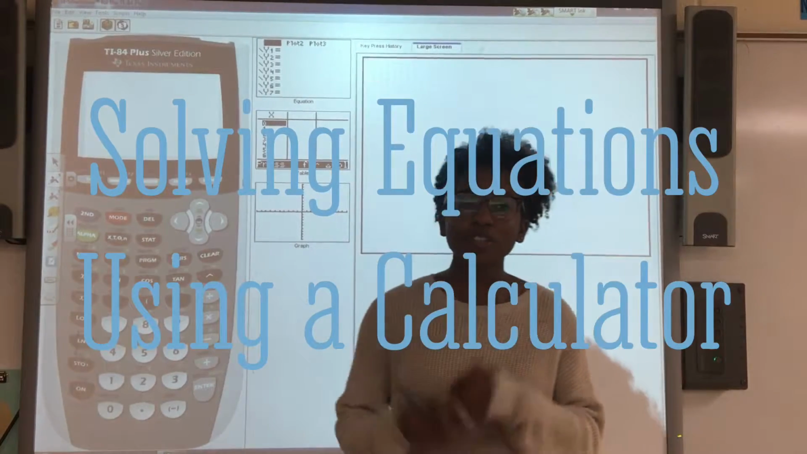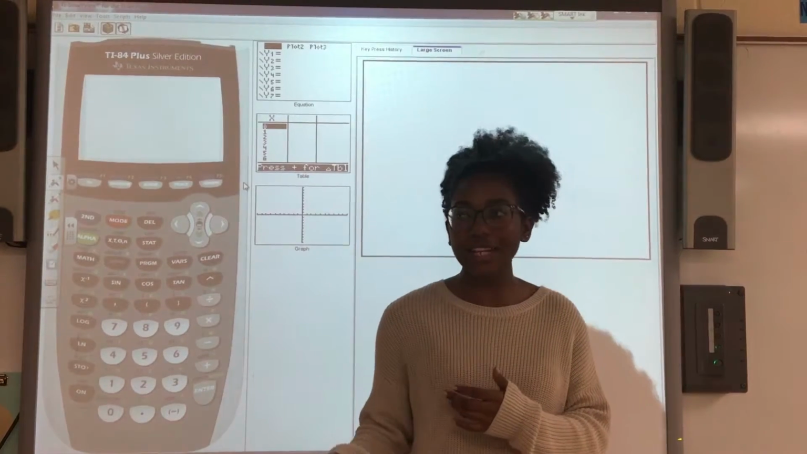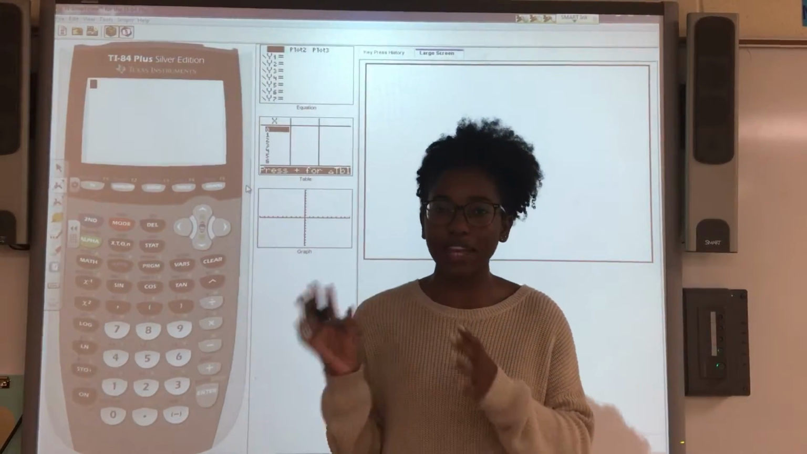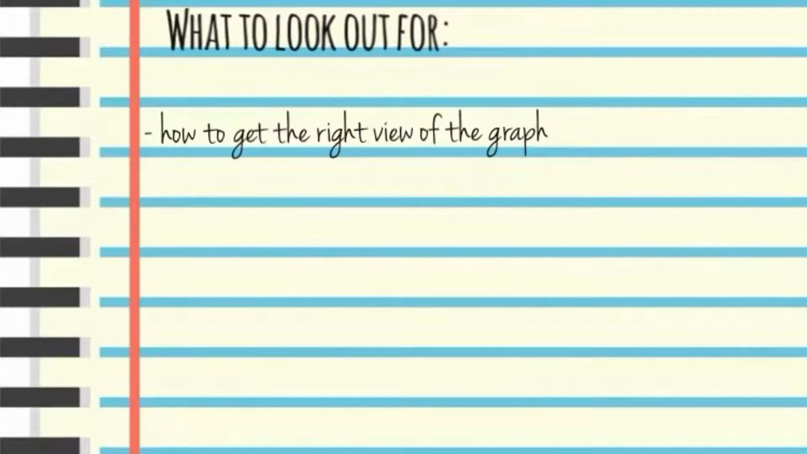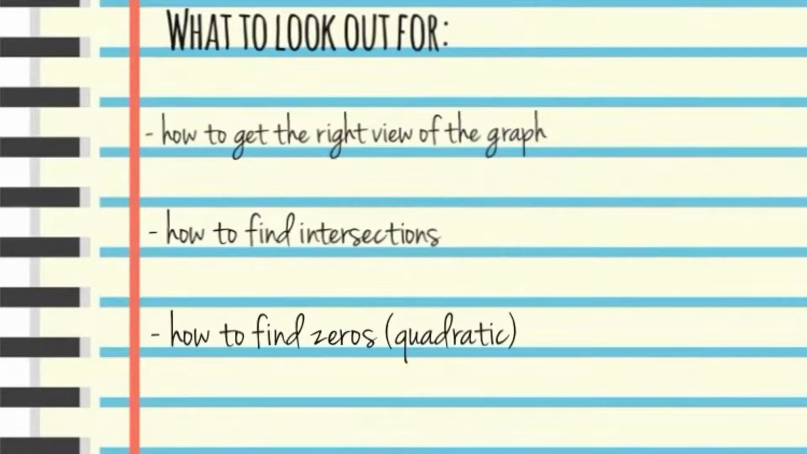I know most of the equations I'm going to show you today can be easily solved by hand, but knowing how to do it in the calculator is a good way to check and make sure you didn't make any mistakes in your calculation. The main thing to look out for in today's video is how you can get the right view of the graph, how to find the intersections, aka finding the solutions, and how to find the zeros in a quadratic equation.